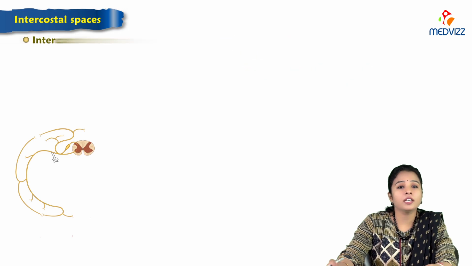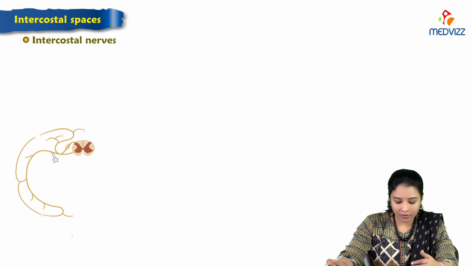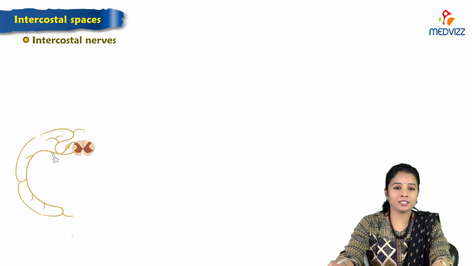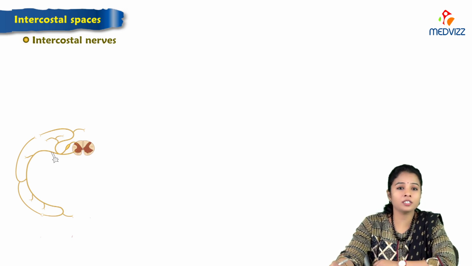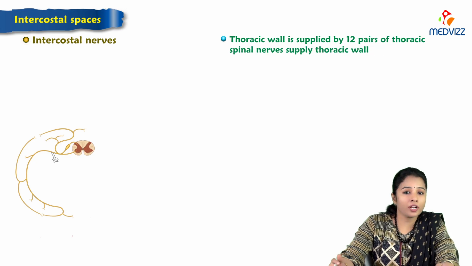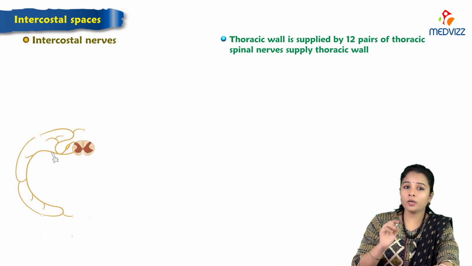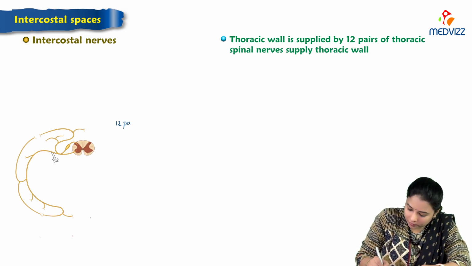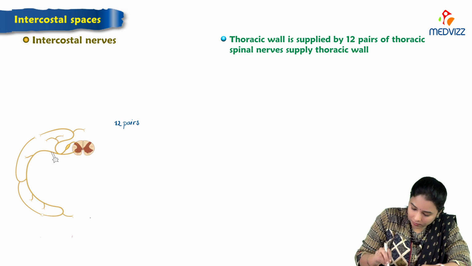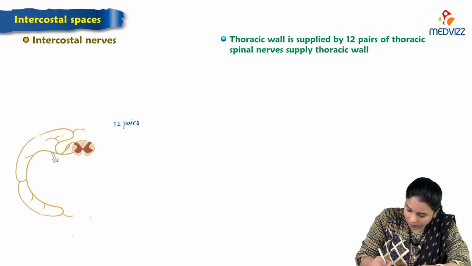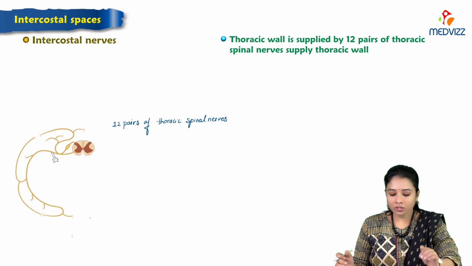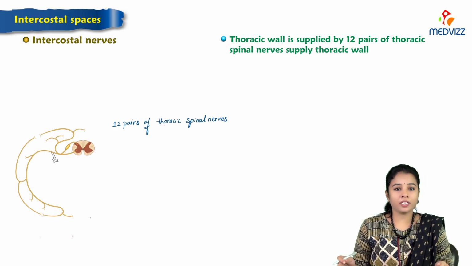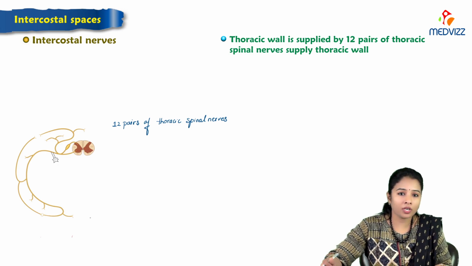Let's talk about the intercostal nerve. So we know all these muscles are supplied by the intercostal nerve, so it is important to learn the intercostal nerve also. The thoracic wall is supplied by 12 pairs of thoracic spinal nerves. So all these 12 pairs of thoracic spinal nerves supply the thoracic wall.